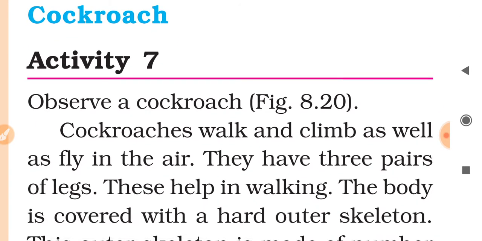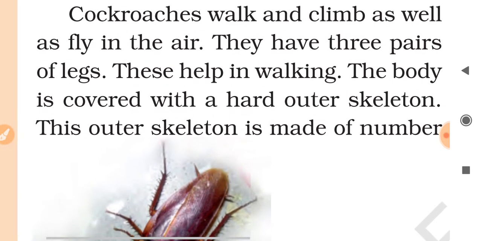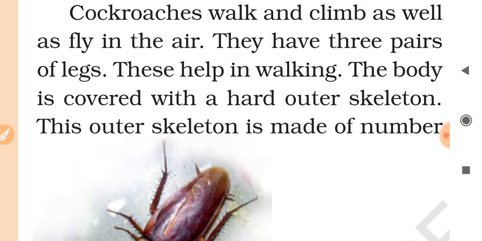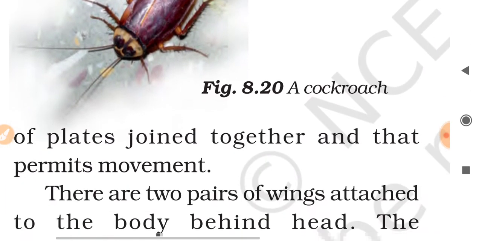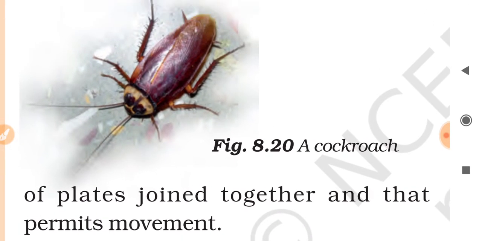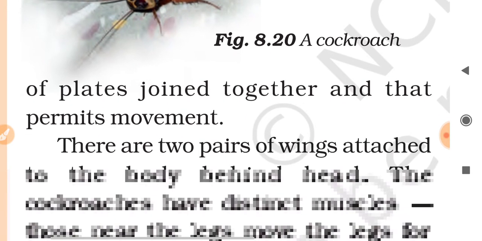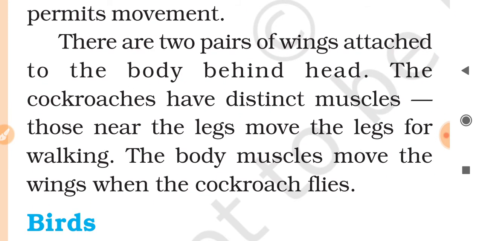Next is the cockroach. Observe a cockroach. Cockroaches walk and climb as well as fly in the air. They have three pairs of legs. These help in walking. The body is covered with a hard outer skeleton. This outer skeleton is made up of a number of plates joined together and that permits movement. There are two pairs of wings attached to the body behind the head. The cockroaches have distinct muscles. Those near the legs move the legs for walking. The body muscles move the wings when the cockroach flies.